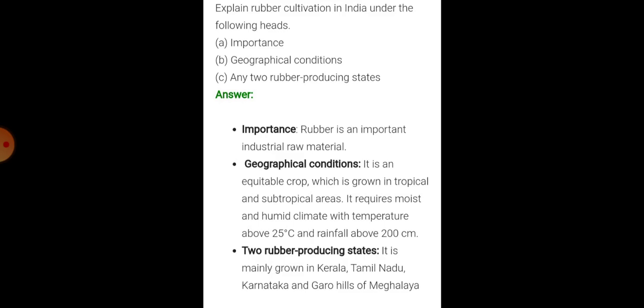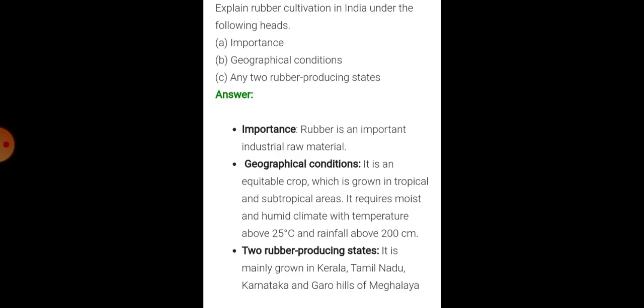Now explain rubber cultivation in India under the following heads. First is importance, second is geographical conditions, and the third one is any two rubber producing states. So first of all, we start with importance. So rubber is an important industrial raw material. In the question, if anyone asks about the importance of rubber cultivation, you just simply write: rubber is an important industrial raw material.